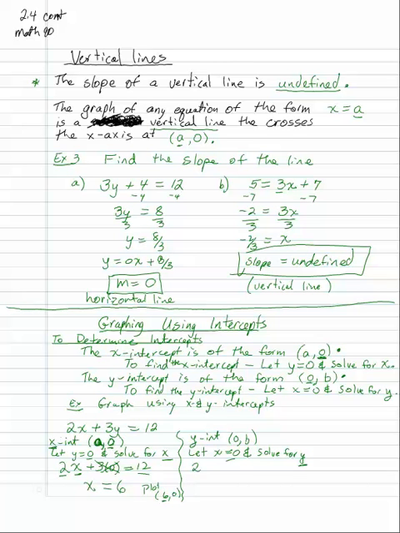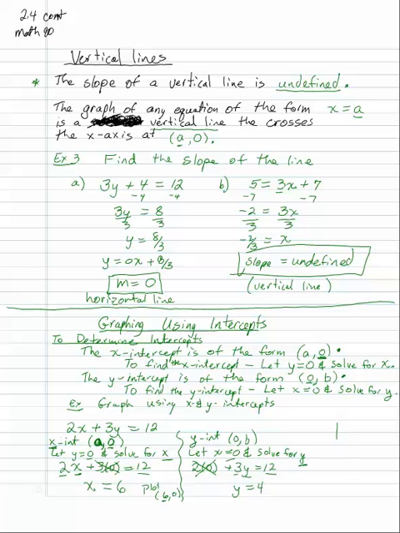So we're going to get 2x, which is 0, plus 3y equals 12. 2 times 0 is 0, so that's going to go away. So 3 times y equals 12. So y has to be 4. Or you could just divide both sides by 3, just normal algebra stuff.